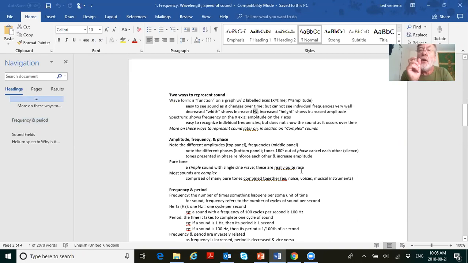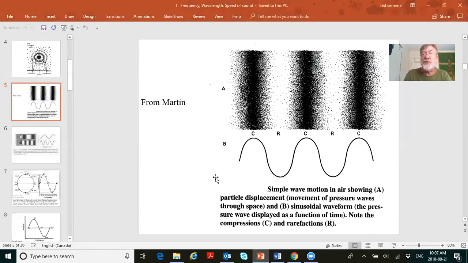H-E-R-T-Z. Hertz means cycles per second. Hertz means how many cycles did you have? Look at the sound wave here. Pretend this sound wave took 1 second. From the left here to the right is 1 second, okay? How many cycles do you see? I see about 3. You see 3 bumps here. Okay, so that would be 3 cycles per second. I guess that would be about 3 hertz. Okay, hertz is number of cycles per second.